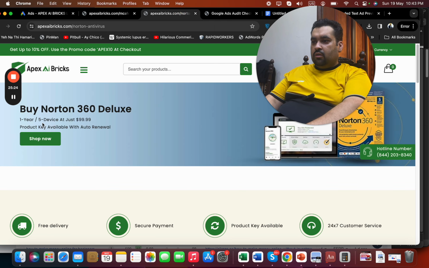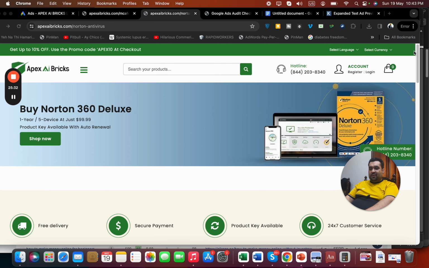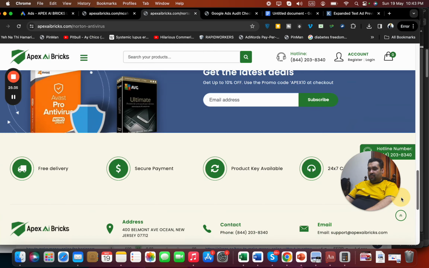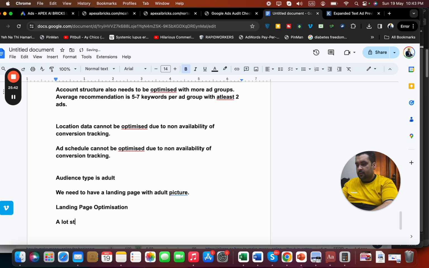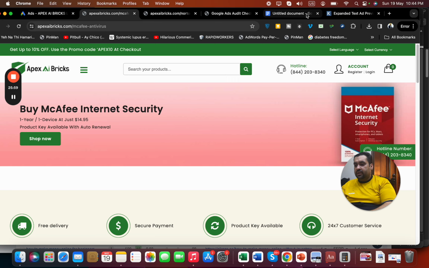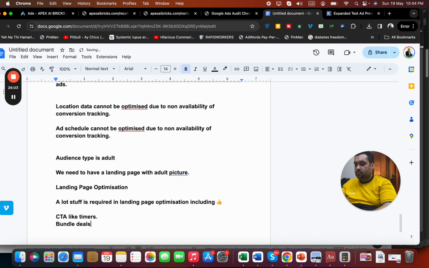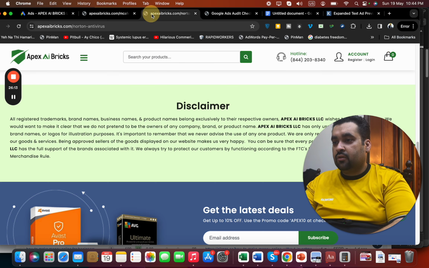Shop now could be increased or stay almost the same. Pricing could be increased or a lot. I mean, a lot is required in landing page optimization, including CTAs like timers, a timer running right now, and then bundle deals, social media icons for trust and authority, and timers like a 5 or 10 minute deal before it's going to be missed, something like this on the pages.